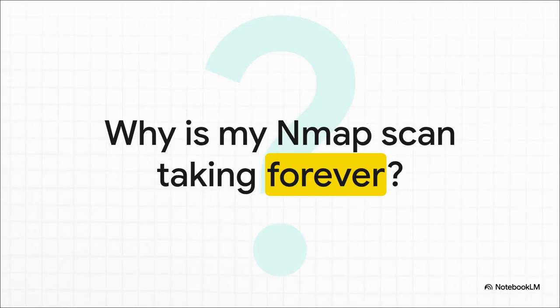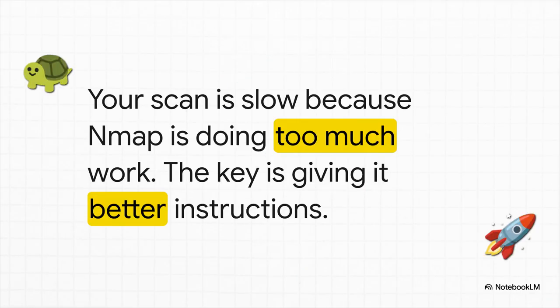So what is the deal? What's happening behind that blinking cursor that makes this incredibly powerful tool feel like it's crawling at a snail's pace sometimes? Well, the answer is surprisingly simple. You're just asking it to do way too much. See, by default, Nmap is trying to be super helpful. It's being incredibly thorough, and that means it's doing a ton of extra work you probably don't even need. The secret here isn't a faster computer. It's giving Nmap better, smarter instructions.